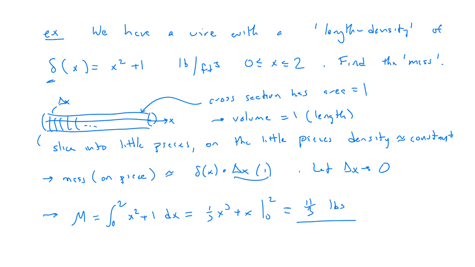Okay. So for wires, it's really easy. The mass is the integral of the density because the dx is essentially the volume, because the cross-sectional area is 1. So 1 times dx is the cross-sectional area times the length, which is the volume. So here's the basic one. Any questions on this?